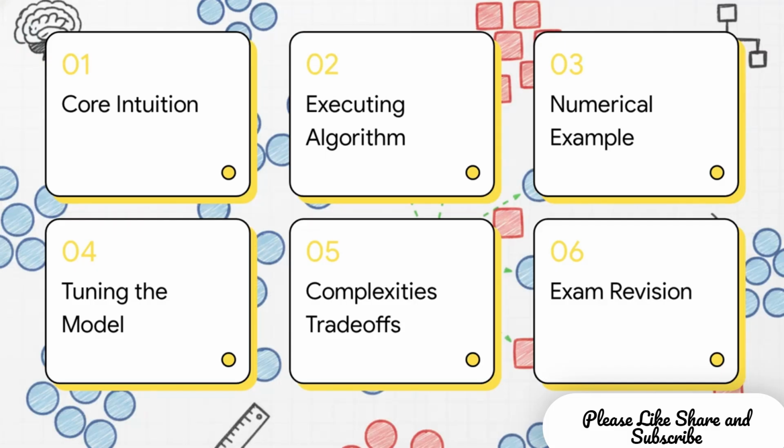Here is our roadmap for this explainer. We're going to hit 1. Core intuition. 2. Executing the algorithm. 3. A numerical example. 4. Tuning the model. 5. Complexities and trade-offs. And finally, 6. Exam revision.